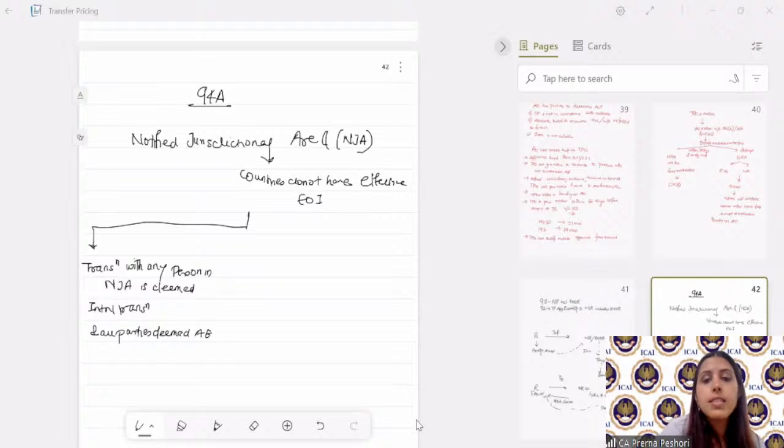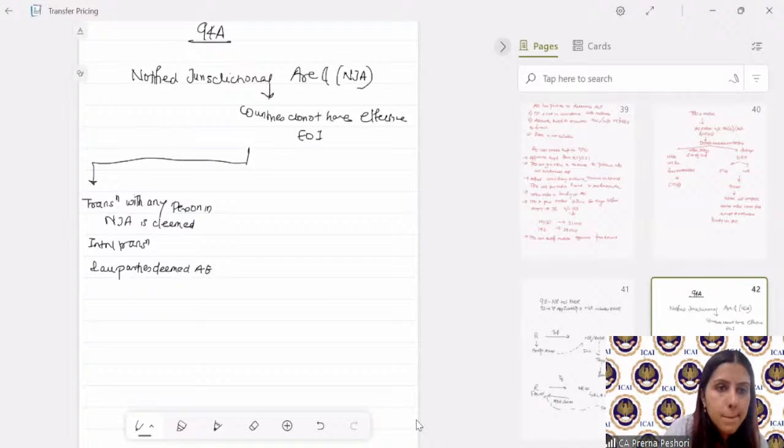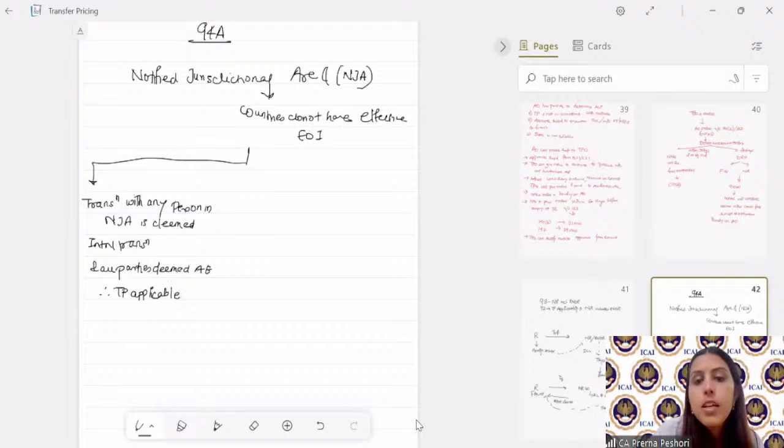Also in this case, if the transfer pricing becomes applicable, then if you remember, we had certain tolerance band in case of the ALP. What was the tolerance band?